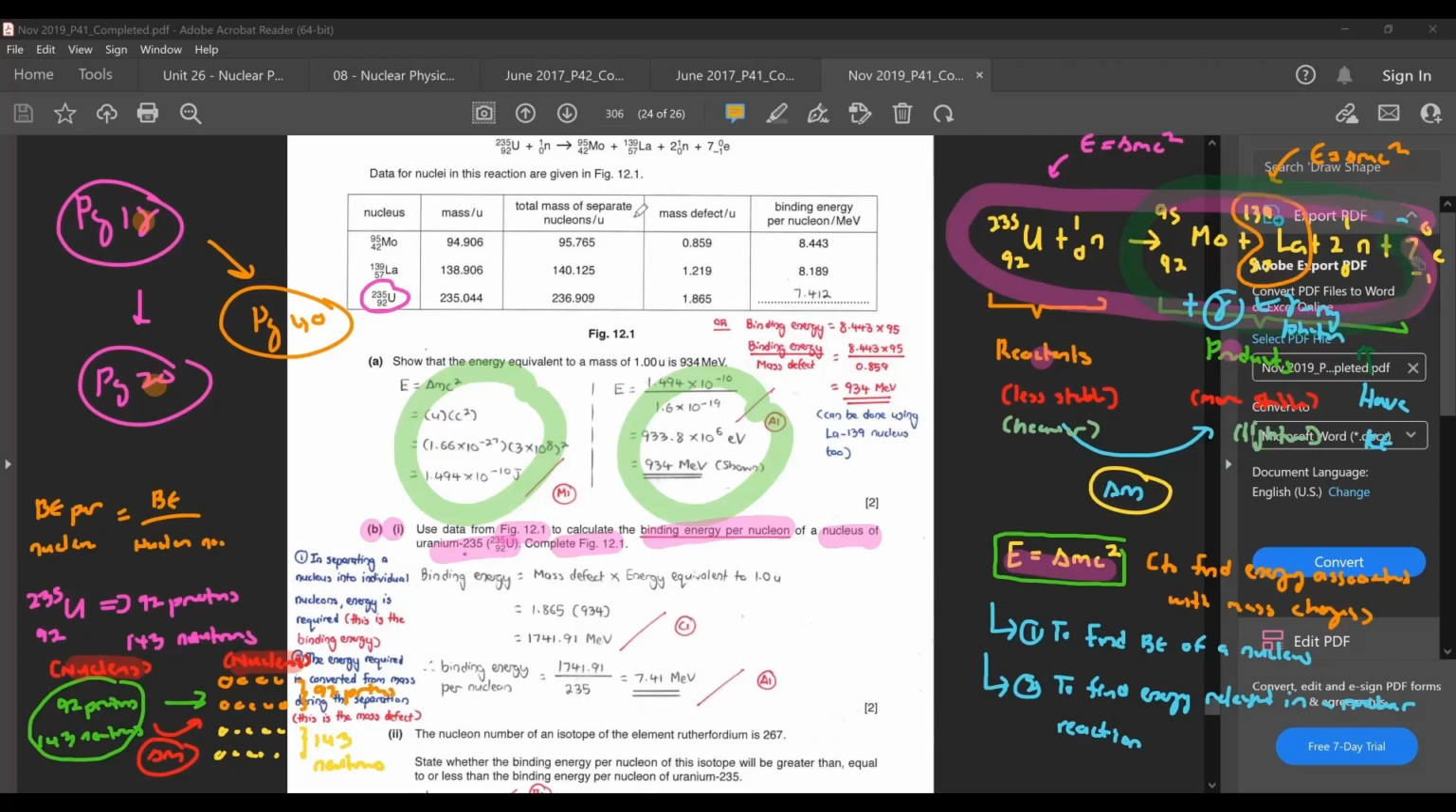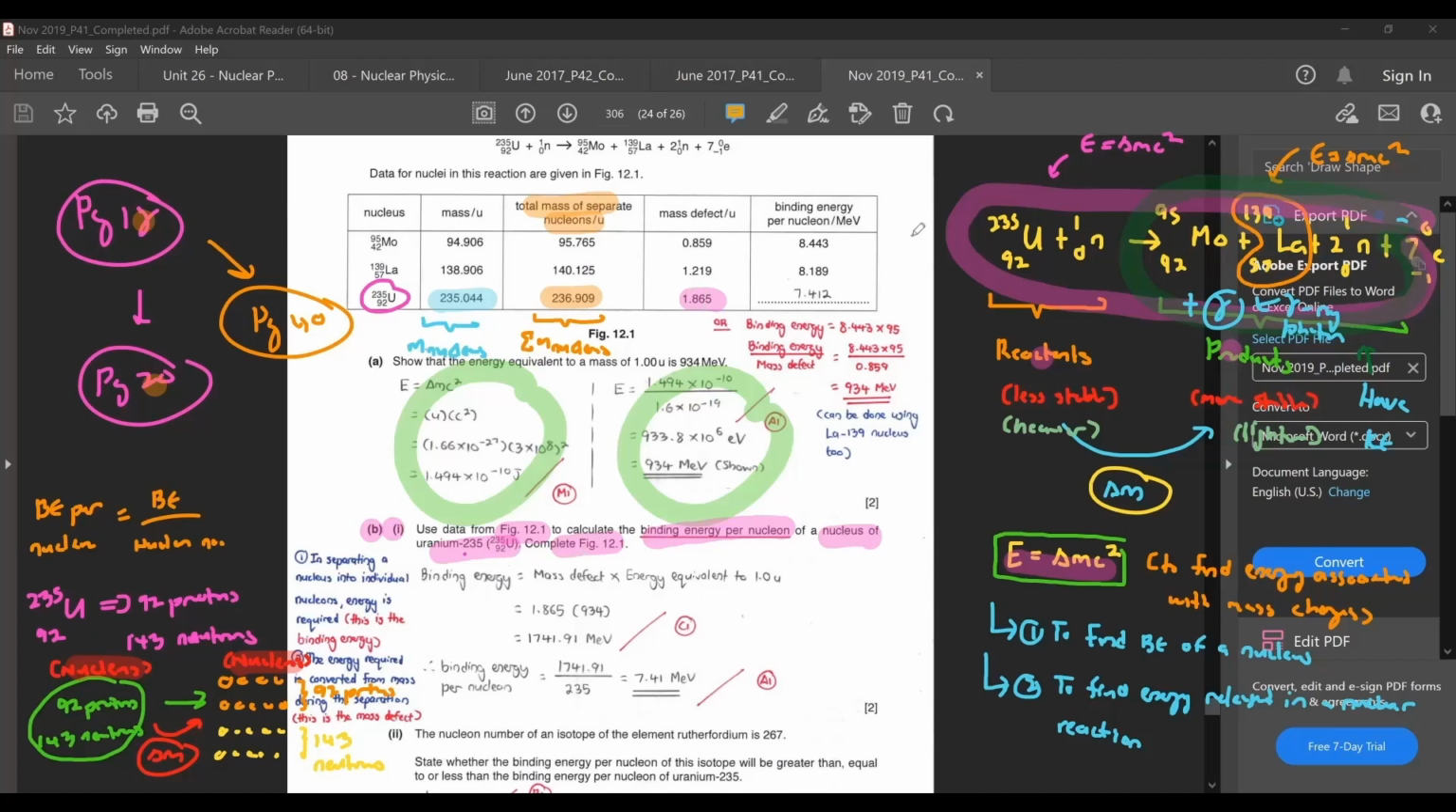Here, they've actually made your life simpler. They've already told you the mass of your nucleus. This one is the mass of your nucleus. And then they already told you the total mass of your separate nucleons. So this one is the sum of the masses of your nucleons. So you take the difference between those two. This one is already your mass defect.